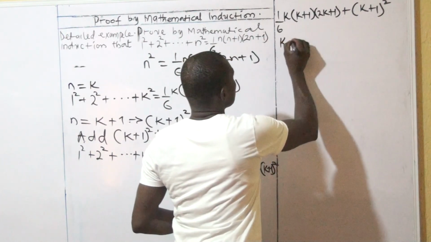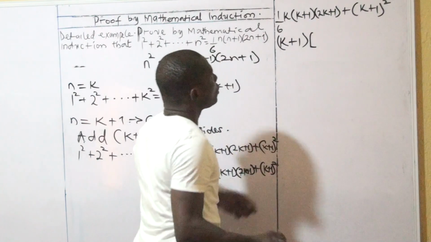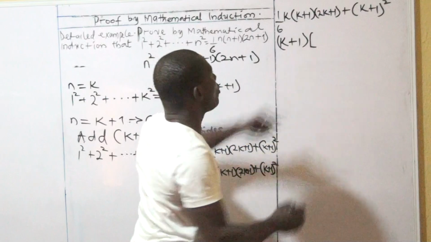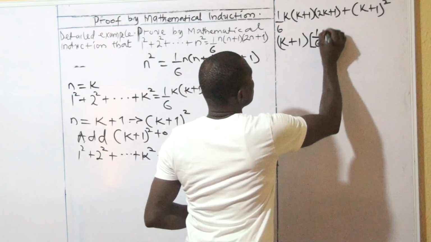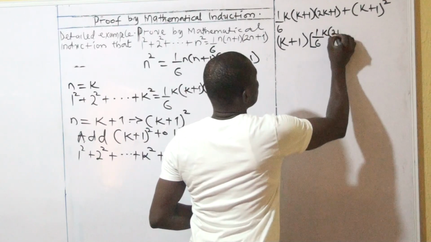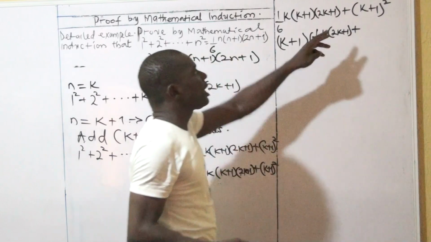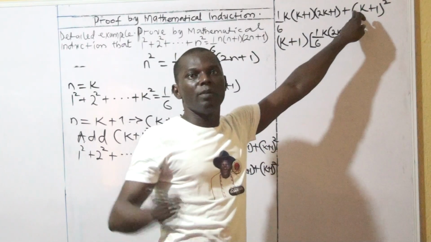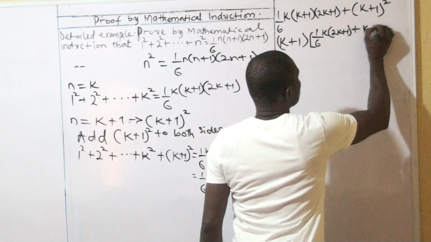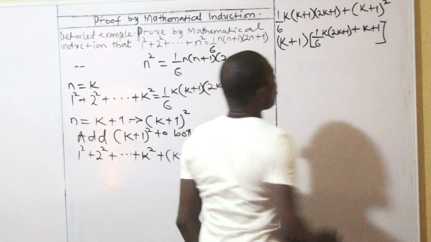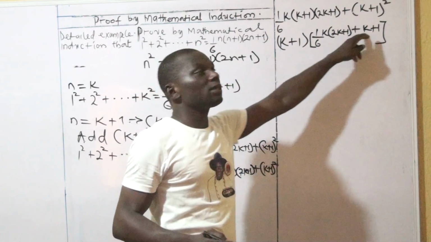So we bring it out as k plus 1. If we remove k plus 1 from here, we'll be left with 1 over 6 k open bracket 2k plus 1. Here we have a k plus 1 square, and we've already removed 1, so what will be left will just be k plus 1. So what we need to do is simplify the terms in the bracket.